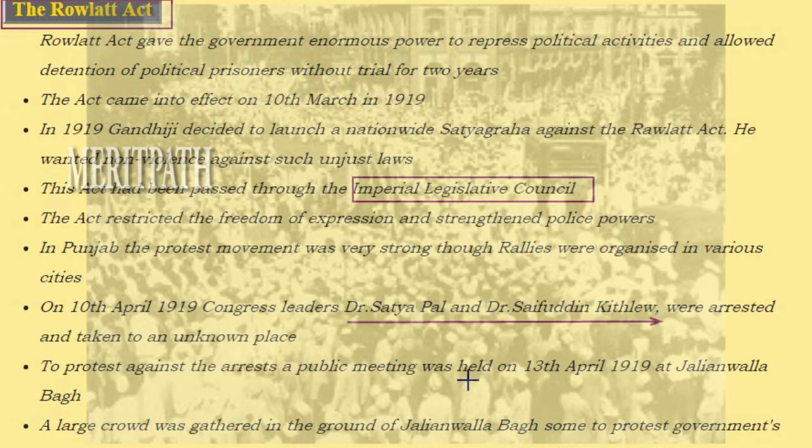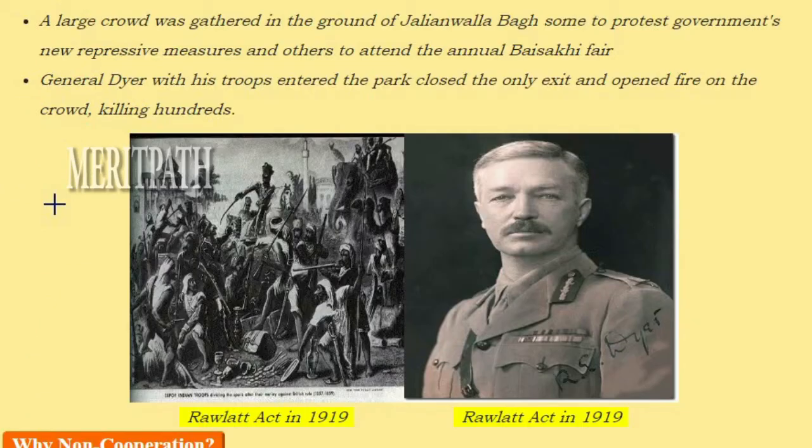To protest against the arrest, a public meeting was held on 13th April 1919 at Jallianwala Bagh. A large crowd was gathered in the ground of Jallianwala Bagh, some to protest the government's new repressive measures and others to attend the annual Baisakhi fair. General Dyer with his troops entered the park, closed the only exit and opened fire on the crowd, killing hundreds of people. Rowlatt Act in 1919.